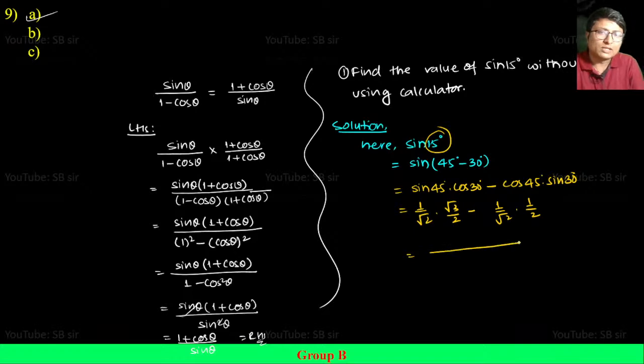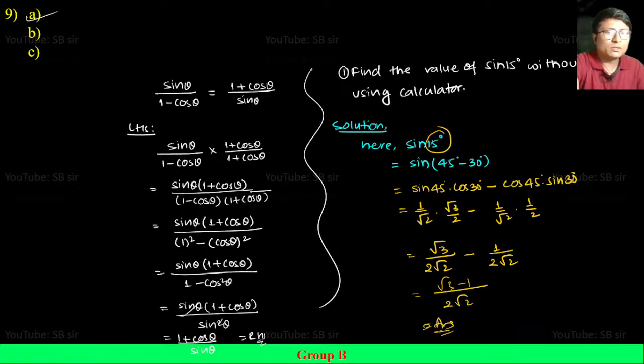Just take the LCM. First of all, just multiply it. 1 times root 3 is root 3, 2 times root 2 is 2 root 2, minus 1 times 1 is 1, and 2 times root 2 is 2 root 2. So root 3 minus 1 upon 2 root 2, this is the answer. Okay, simplify it. Express the angle in terms of the sum or the difference of the standard angles. Use the formula, replace the values, and simplify it. You will get the result. Such types of questions might be asked in question number 9b.